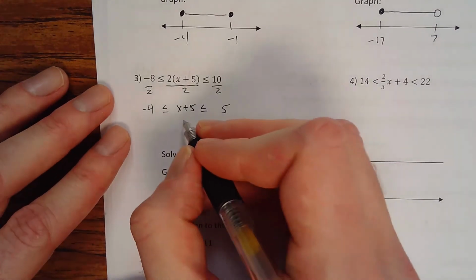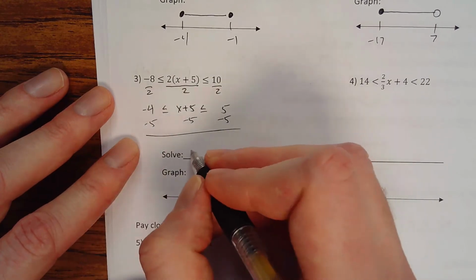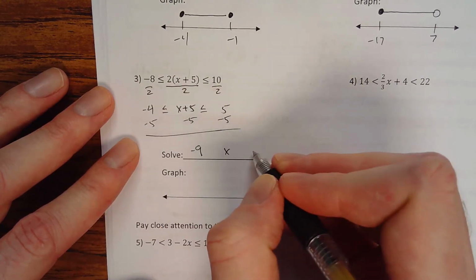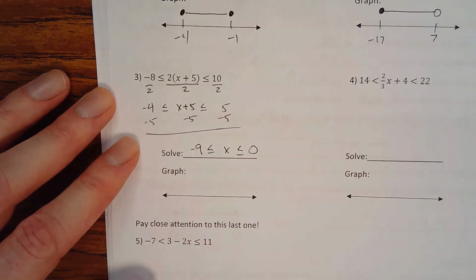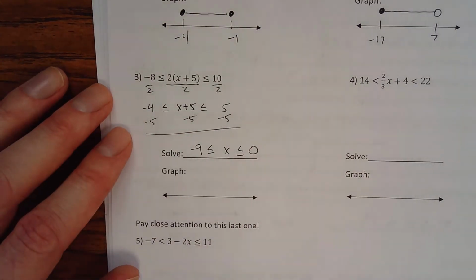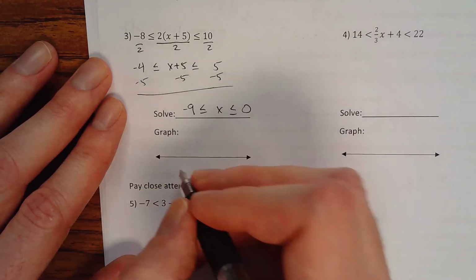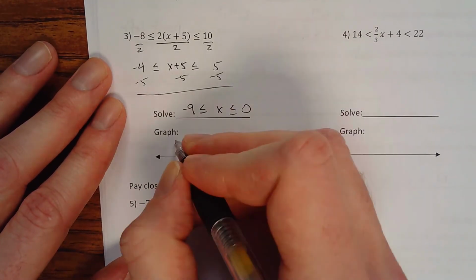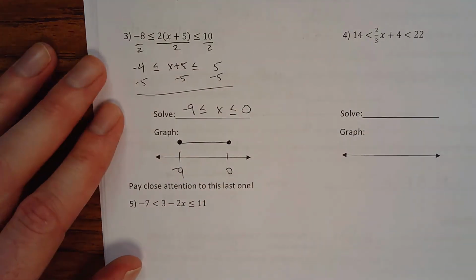Now subtract 5 from everything. So I get negative 9, x, and 0, and the signs stay the same because I didn't multiply or divide by a negative, so it stays the same. So I've got a closed circle at negative 9, and a closed circle at 0, and everything in between. Okay.